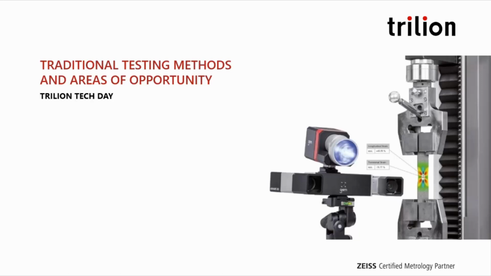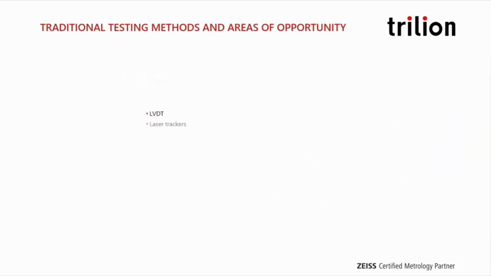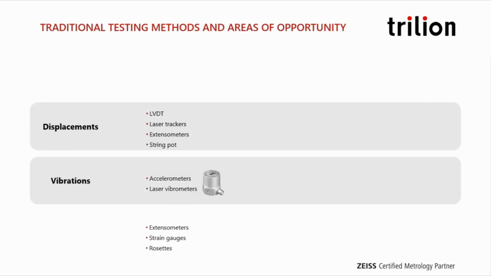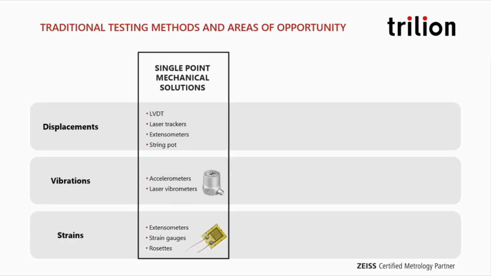So with that, we'll go into discerning a little bit more of the traditional testing methods and some of the areas of opportunity. I think you'll be very familiar with many of these if you've spoken with us in the past. I'm sure you have seen this slide, but essentially we already have a number of different mechanical point solutions that allow us to see data in a certain way, right? And we can encompass them into this neat little box that we call single point mechanical solutions to understand displacements, vibrations, strains. And this methodology in general, it's great. It provides great data. There's a large volume of folks that know how to use it.